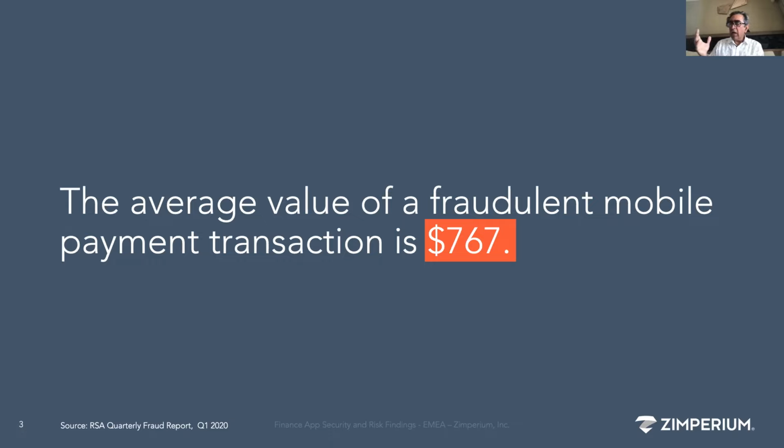So the question is, what can we do? What are some of the simple things that we can do as precautionary measures, so that we can at least bring down this fraud, even if we don't fully eliminate it? And if you look on your screen, the average value of a fraudulent mobile transaction is $767. So it's probably a lot better to be careful right up front and take precautions than try to cure it once you get down that road.